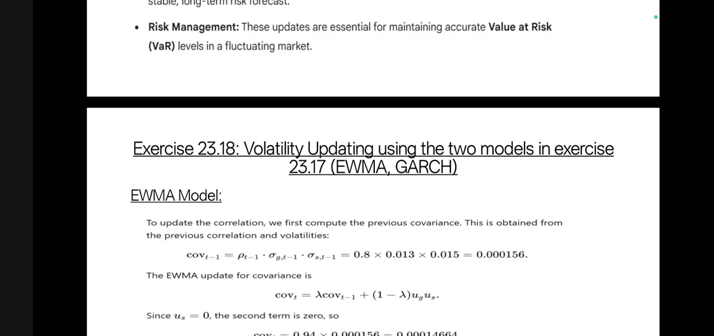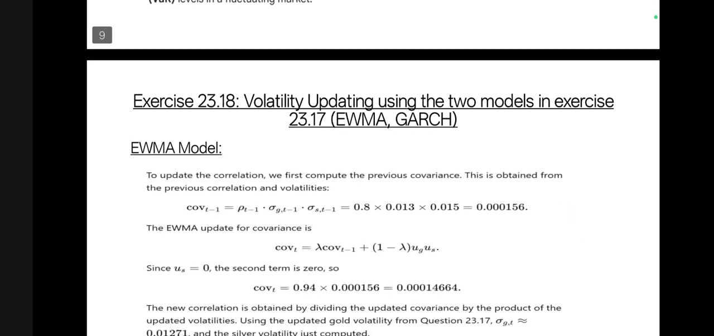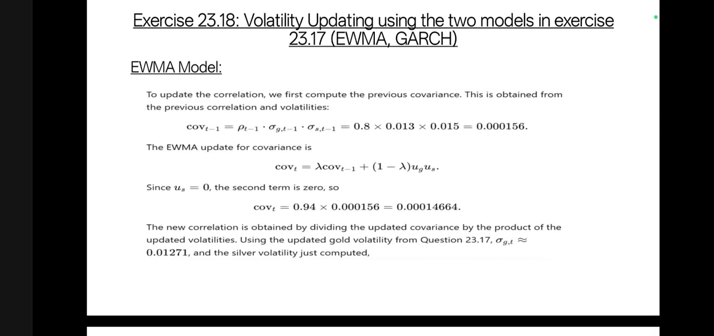From exercise 23.18, volatility updating using the two models in exercise 23.17. EWMA model for the updating version of the correlation. Here we find that the new correlation is obtained by dividing the updated covariance by the product of the updated volatilities, using the updated gold volatility from question 23.17. The result is 0.01271 and the silver volatility must be computed.